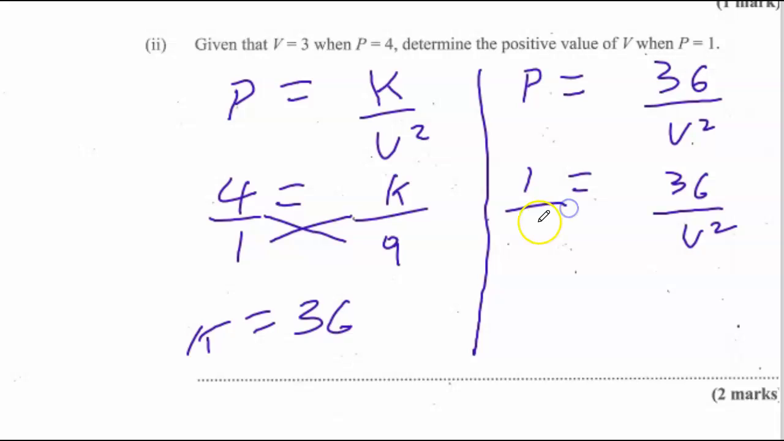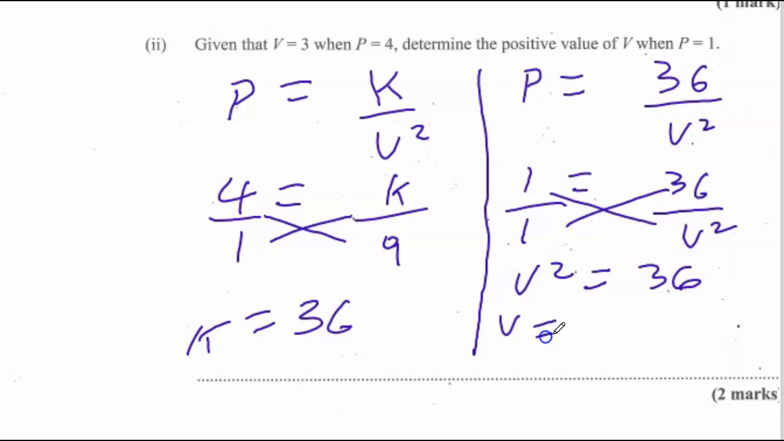And we can times both sides by V squared. So 1 times V squared, and V squared equals 36, which means V is the square root of 36. But we're asked for the positive value of V, which will be 6.